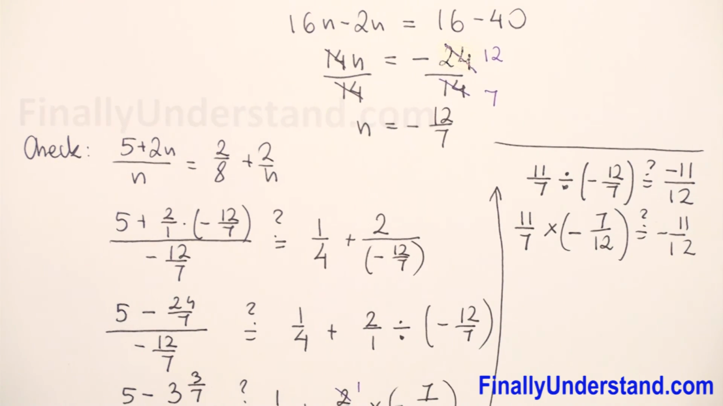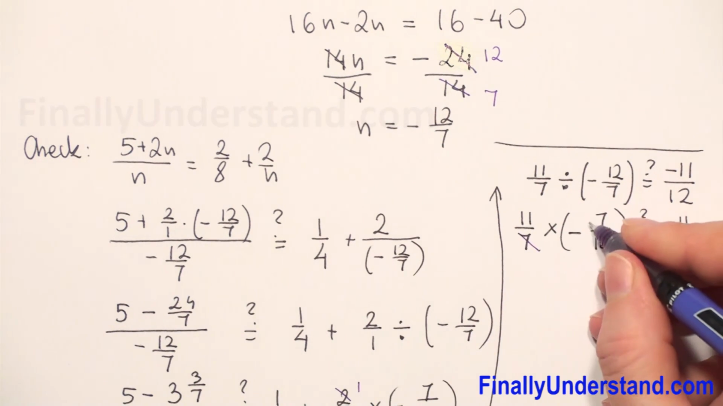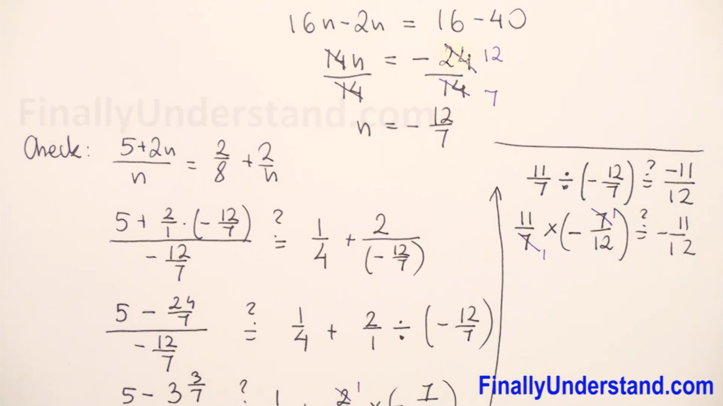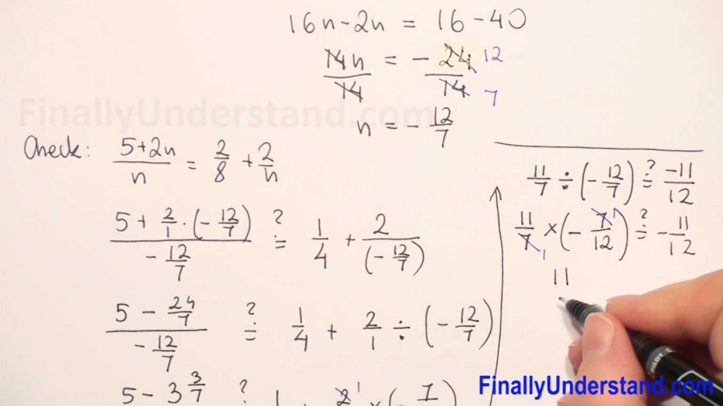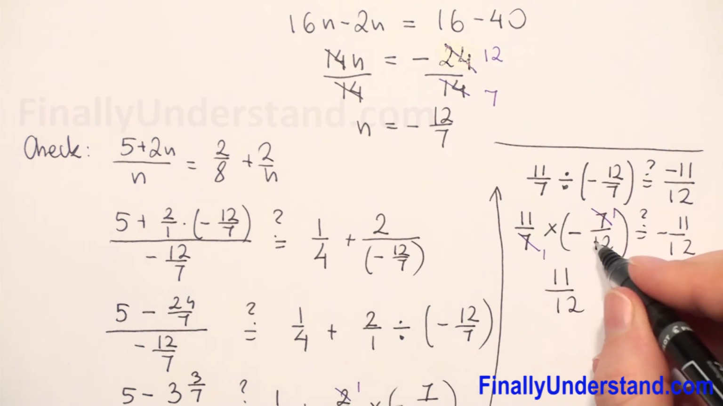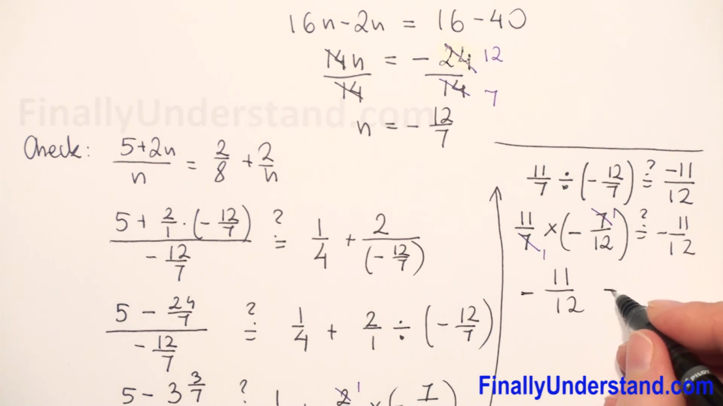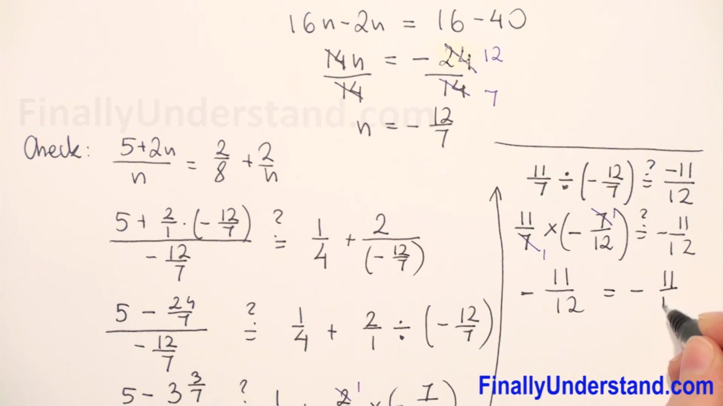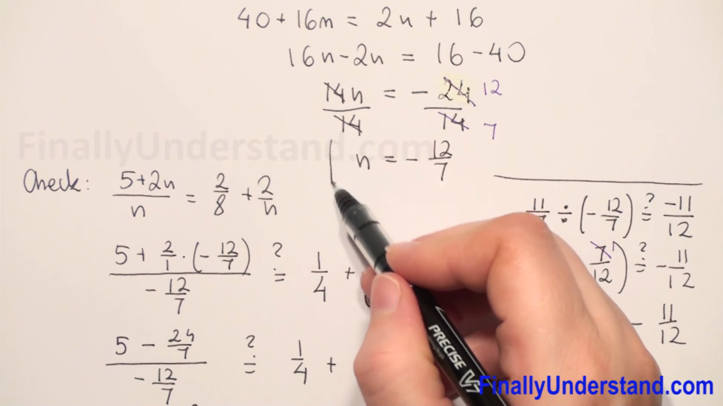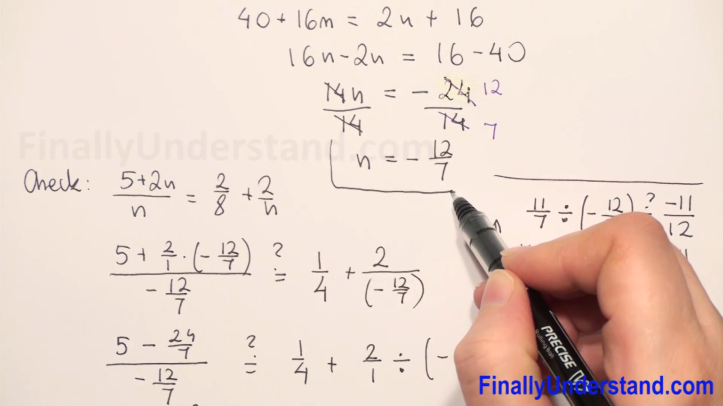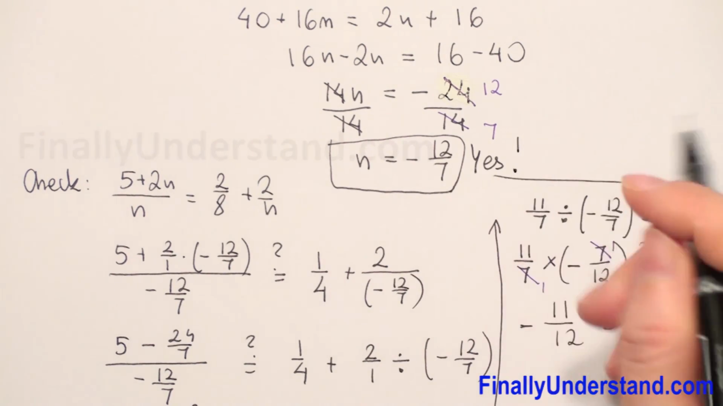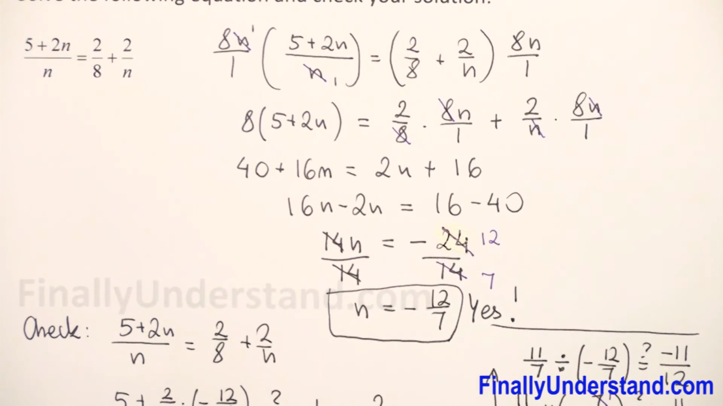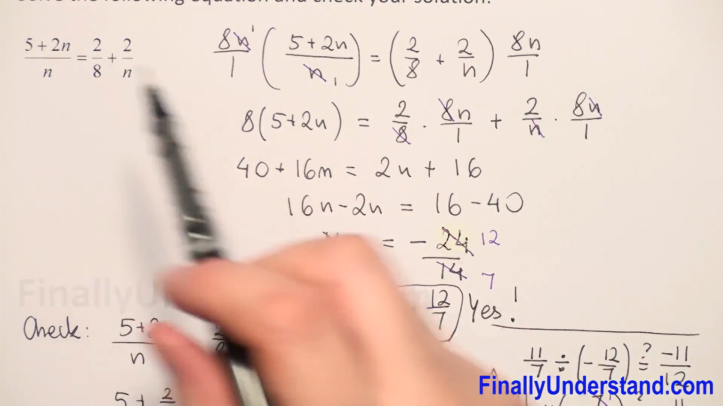So now, because we have multiplication, we can reduce 7 with 7. So 11 times 1 is 11, 1 times 12 is 12, and positive times negative gives me negative. This is equal to negative 11 over 12. The left side is equal to the right side. It means that n equals negative 12 over 7 is the solution for our fractional equation.